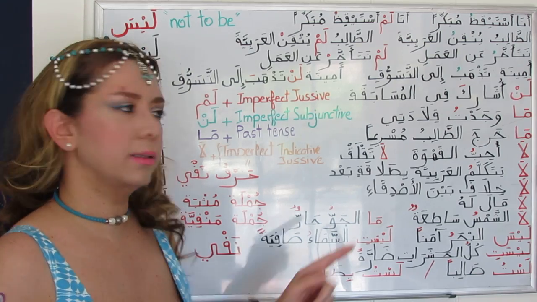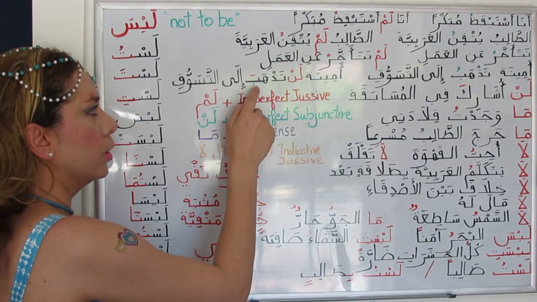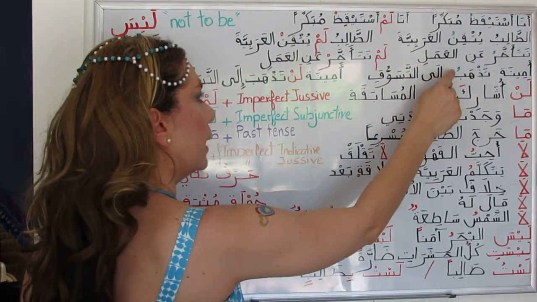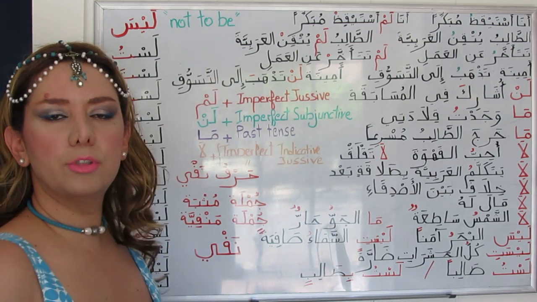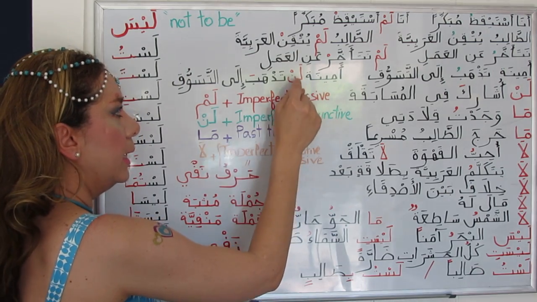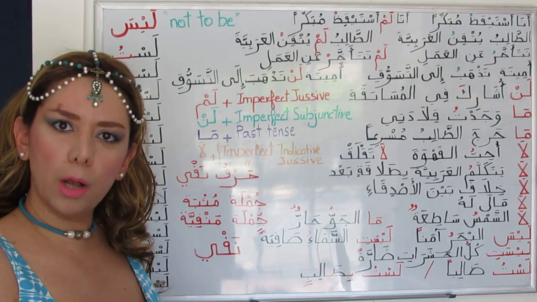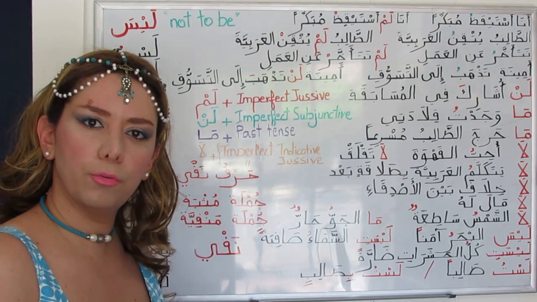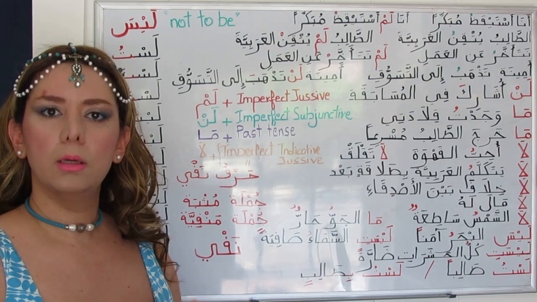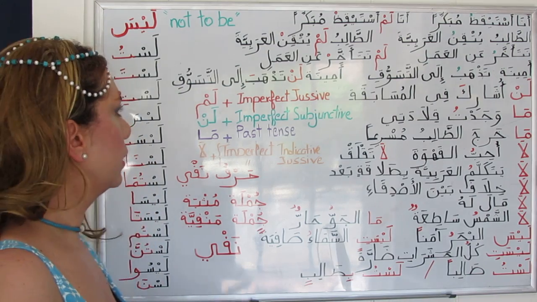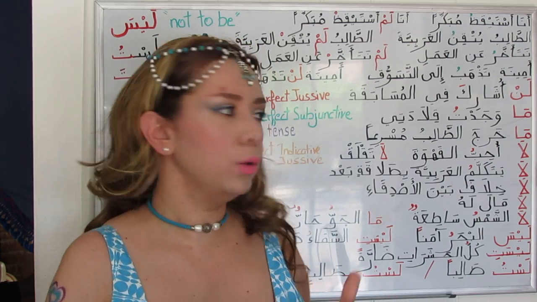So let's negate this sentence. أمينة لن تذهب. See here, the vowelization changed from dhamma to fatha because the verb is in the subjunctive. So أمينة لن تذهب إلى التسوق. أمينة will not go shopping. The future form. Even if we are using the imperfect subjunctive, the meaning is referring to the future. أمينة لن تذهب إلى التسوق. أمينة will not go shopping.